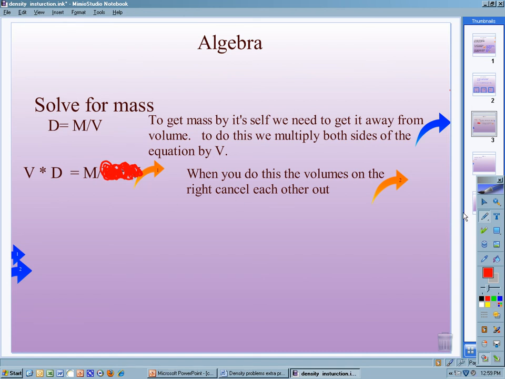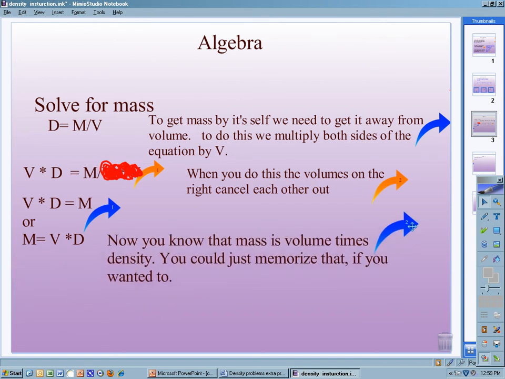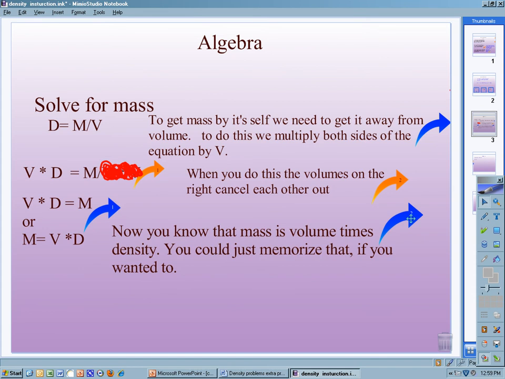So when you do that, you end up with volume times density equals mass. And that's really easy to flip around to have mass equals volume times density. Now you could do the math and refigure it each time, or you could just memorize that. I have no problem with you taking the shortcut and simply just memorizing this formula.